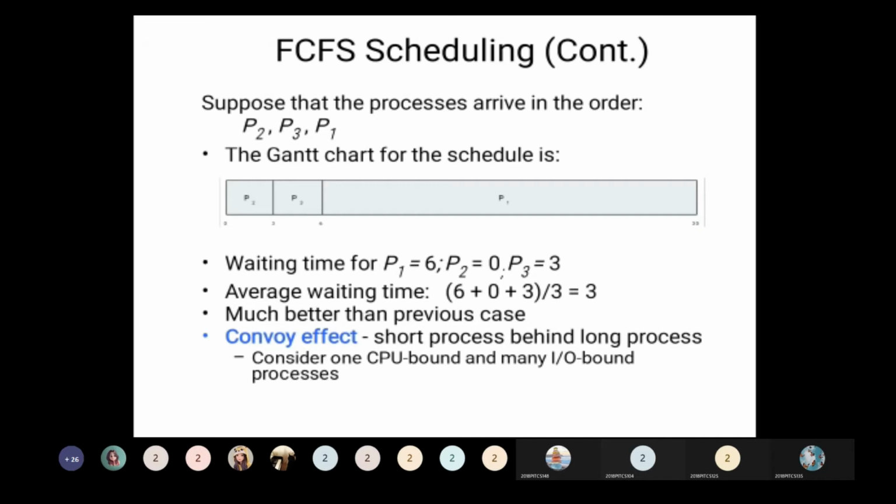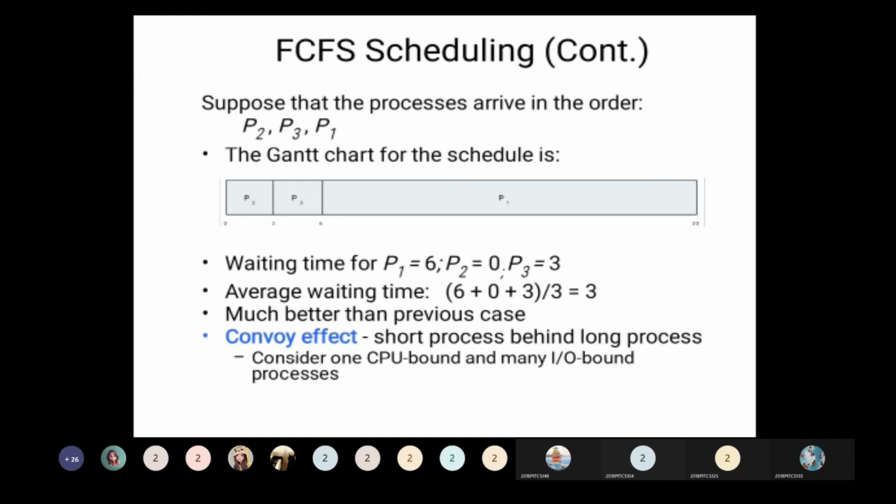Next, suppose the processes arrive in the order P2, P3 and P1. Now you have to assign the CPU to the P2 process first, then P3, then P1. Taking this order, if you draw the Gantt chart, P2 is assigned, and the burst time for P2 is 3, so 0 to 3. Then P3 will be assigned as per the arrival order. It will be using the CPU up to 3 milliseconds, so when the time is 6, it will leave the CPU.